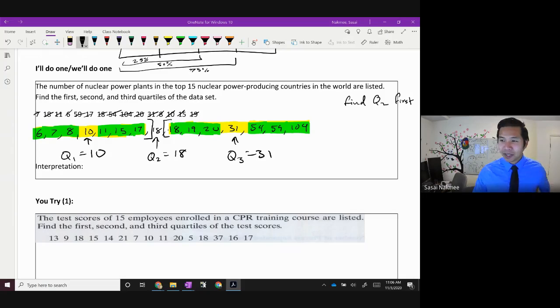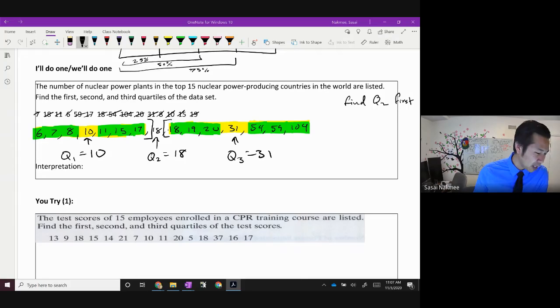Good. Now we're going to talk about actually interpreting this data. So you look here: the number of nuclear power plants in the top 15 nuclear power producing countries in the world are listed. Find the first, second, and third quartiles. This means that 25%, the bottom 25%, have at least 10 power plants. Or no, not at least.